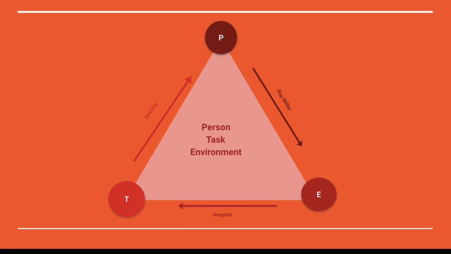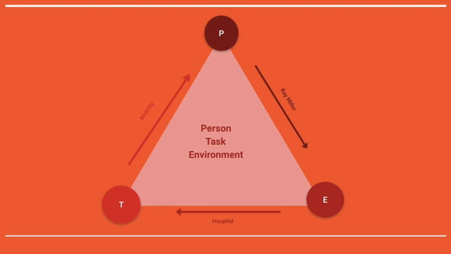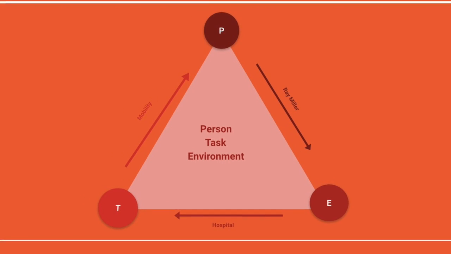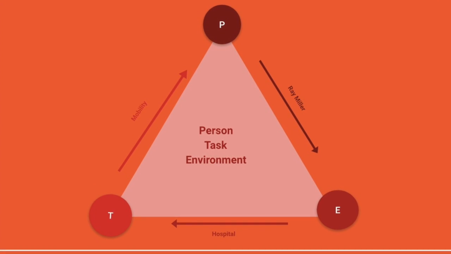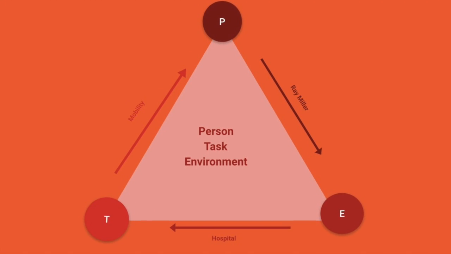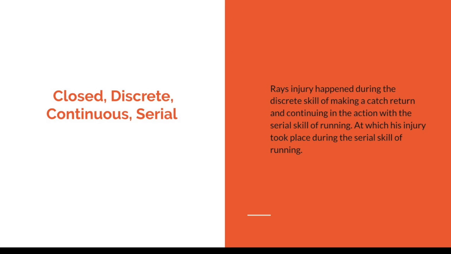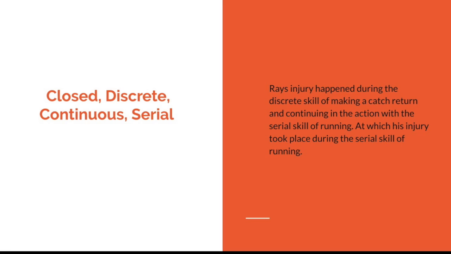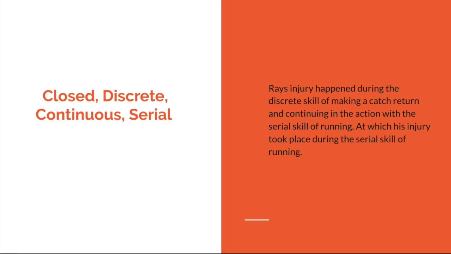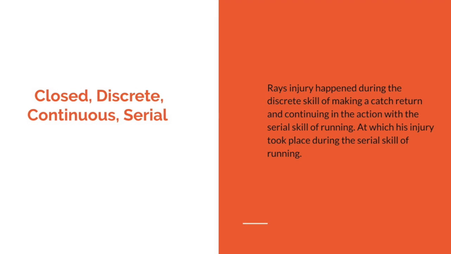In this scenario, Ray Miller is the person recovering from multiple torn ligaments of his knee. The task is helping Ray Miller gain his full mobility back in his knee. The environment is the hospital after the surgery, and then his environment changes into a closed environment at the OT's office. Ray's injury is classified as a discrete skill at the beginning of his injury when he was catching the return, continuing into a serial skill when he was running. The injury took place as a serial skill of running.